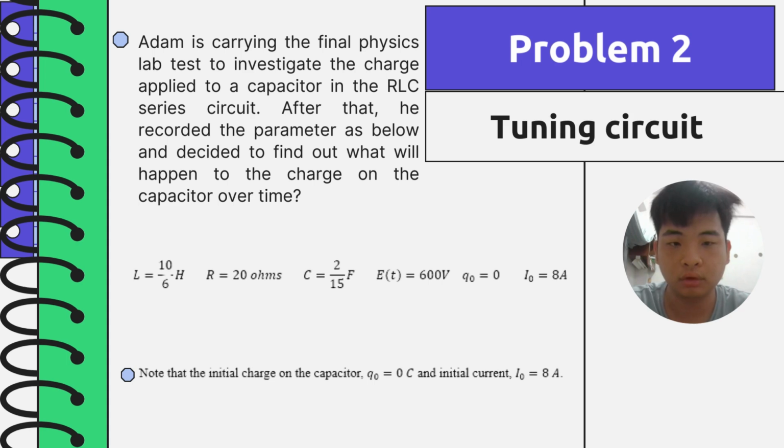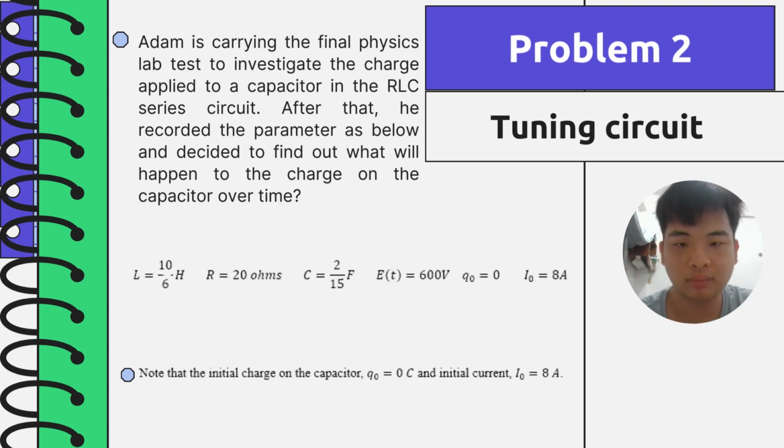Hi, my name is Chum Yao Hui and my matrix number is 292327. Now we are going to talk about problem 2, which is a series circuit. In this scenario, Adam is carrying out his final physics lab test to investigate the charge applied to the capacitor in the RLC series circuit.